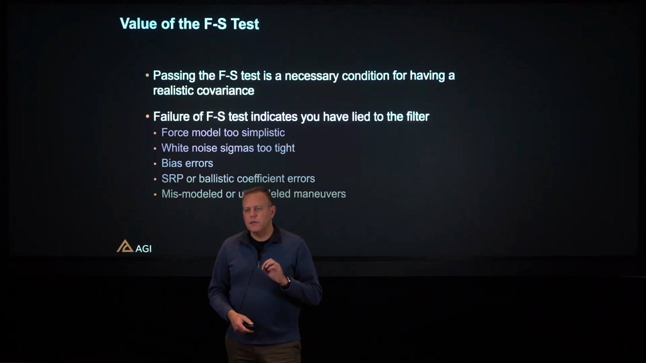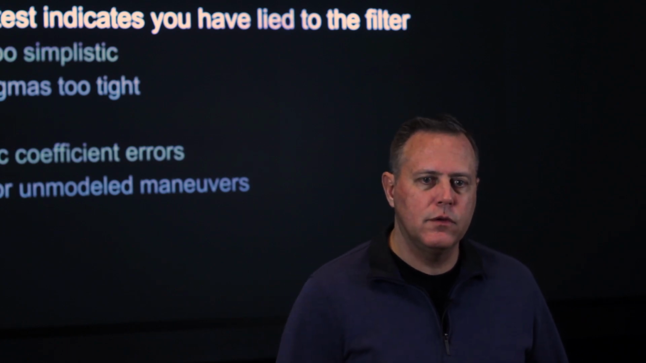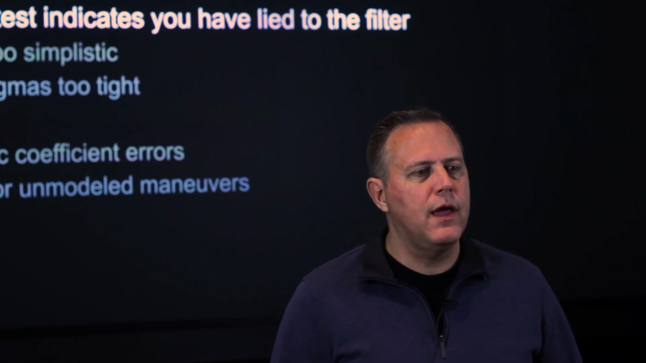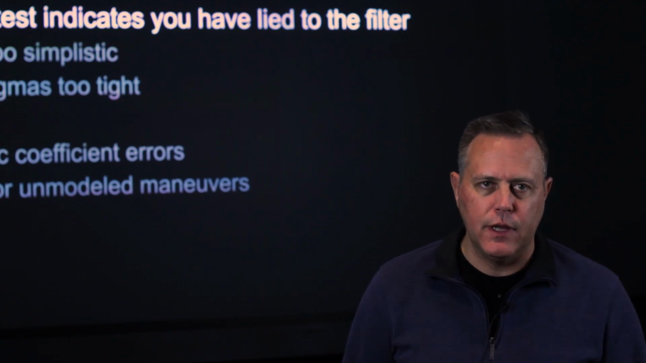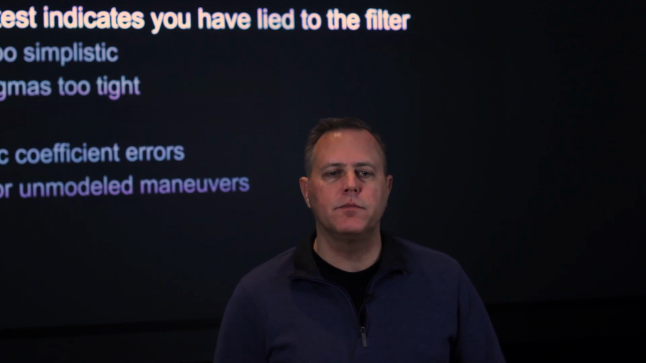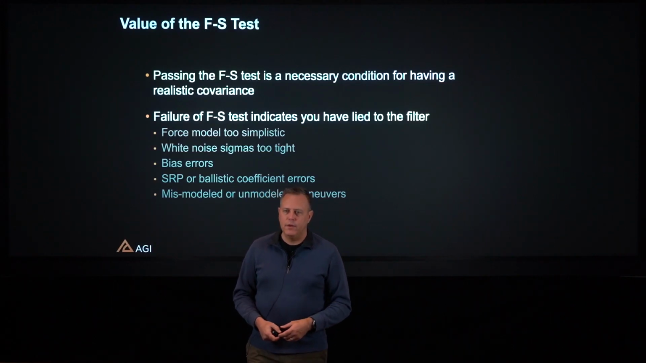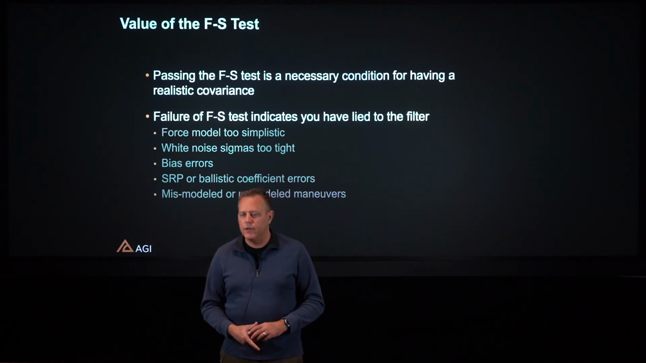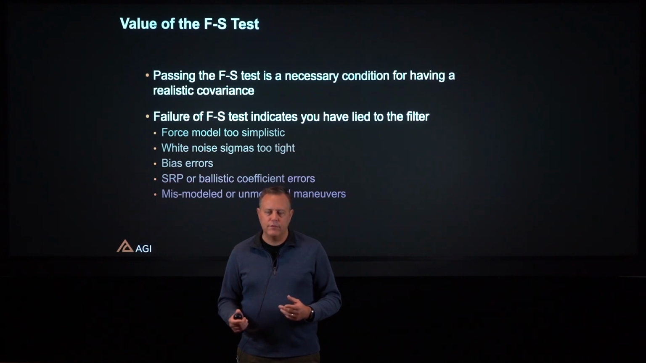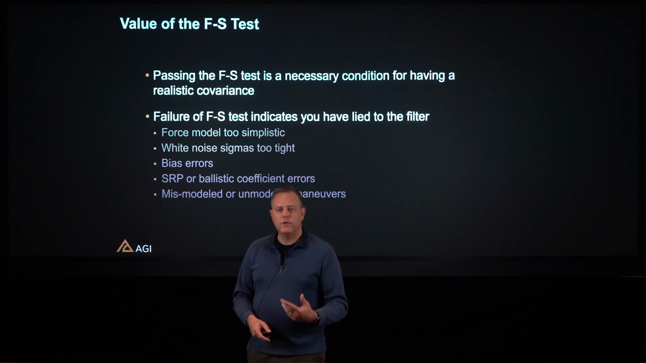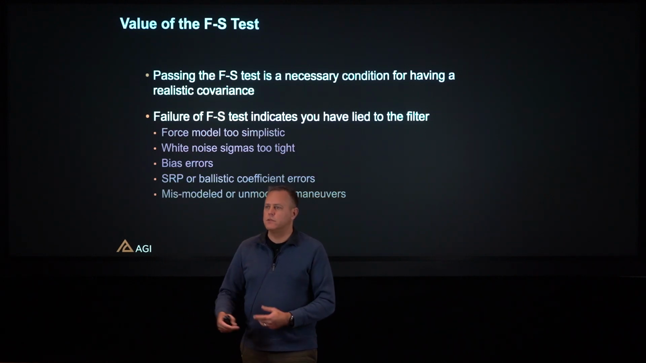So as I mentioned, passing the filter smoother consistency test is a necessary condition for having a realistic covariance. Failing the test indicates that we have somehow lied to the filter. Now there's a variety of different lies that you might use. So for instance, my force model is too simple. If I'm in a LEO orbit and I'm in high drag and everything else, if I use a very simple model for my spacecraft shape, or I don't have enough gravity terms turned on, then it will start to violate my filter smoother consistency test.